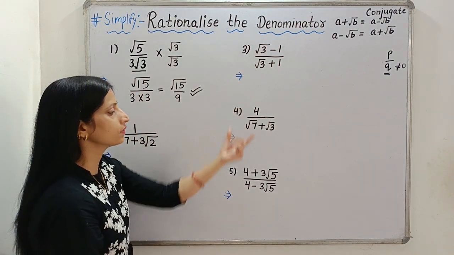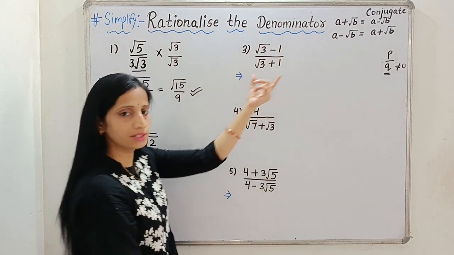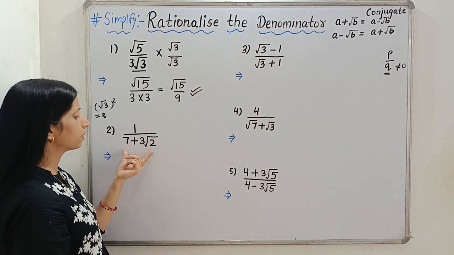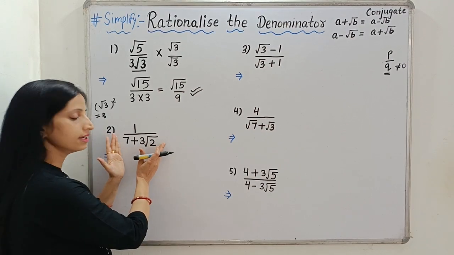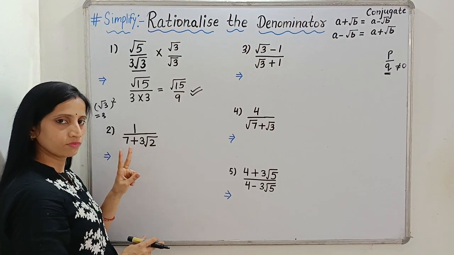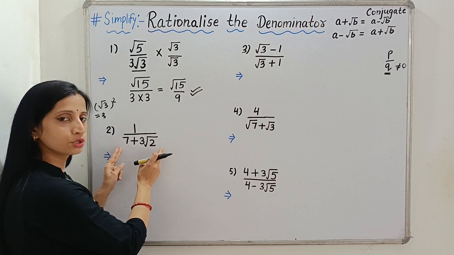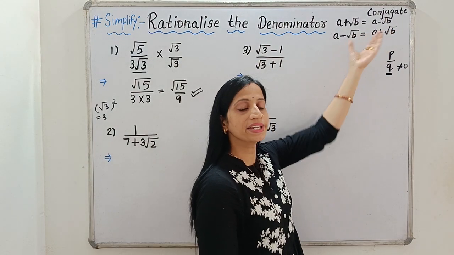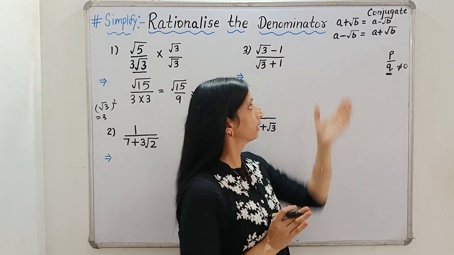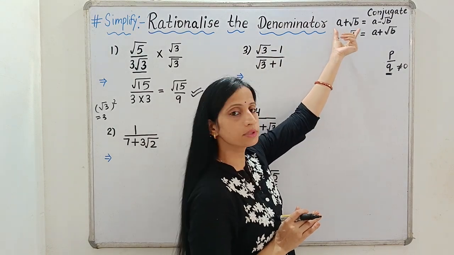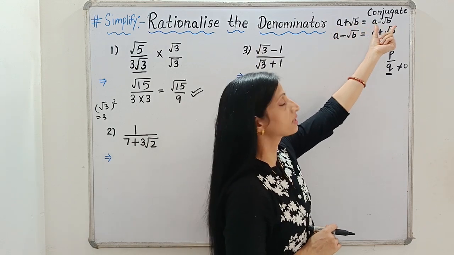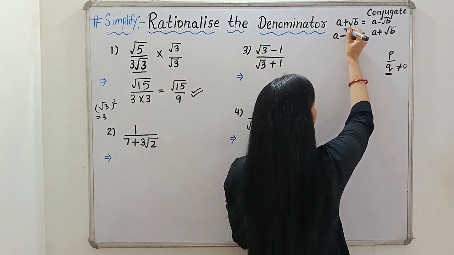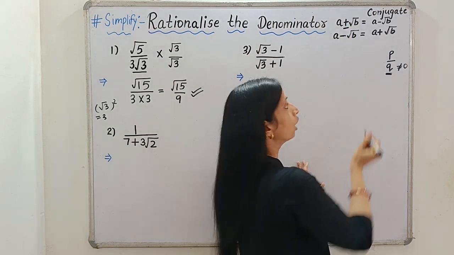In the next questions we will use the term conjugate. Now the question is 1 upon 7 plus 3 root 2. You can see in this expression there are two terms, so we will use the conjugate to rationalize the denominator. Conjugate means, suppose an expression is a binomial, so there are two terms. The conjugate will have the same terms, only we change the sign between them. So instead of plus, now we put minus.